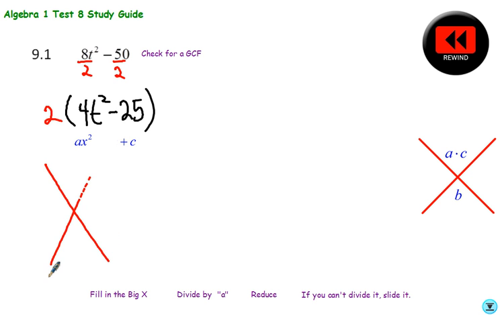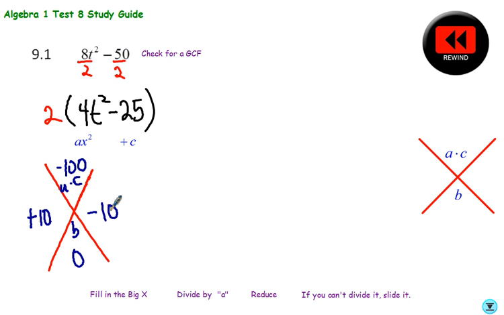So when I go to fill in my big X, when I do my a times c, and I got my b on the bottom, my a times c would be 4 times negative 25, which would be a negative 100. And then my b on the bottom would be 0. So I'm looking for 2 numbers that multiply to a negative 100 that add up to 0. Don't put 50 and negative 50, right? That adds up to 0, but it doesn't multiply to 100, right? What multiplies to 100 would be 10. And then to get that to add up to 0 would be a negative 10.